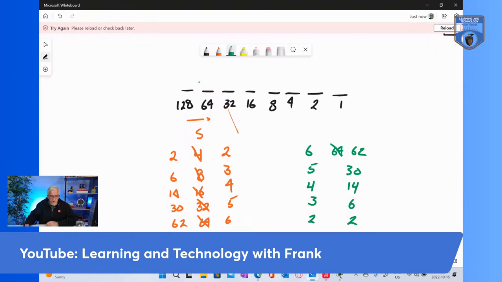How do I borrow 2? The way I borrow 2 is by grabbing the first 2. I'll grab the 128 and the 64, subnet mask of 192. Grab 3, subnet mask of 224. Grab 4, subnet mask of 240. Grab 5, subnet mask of 248. Grab 6, subnet mask of 252.